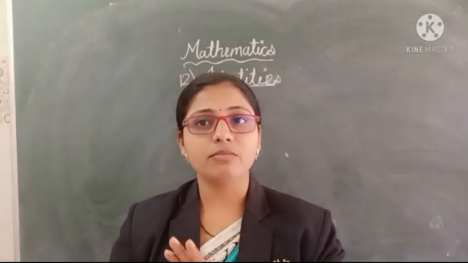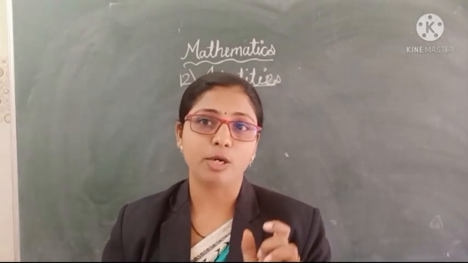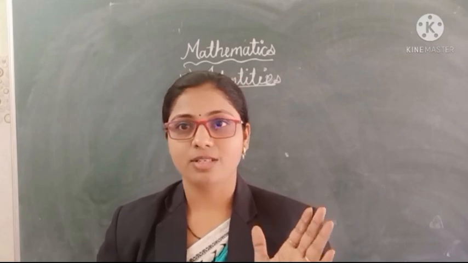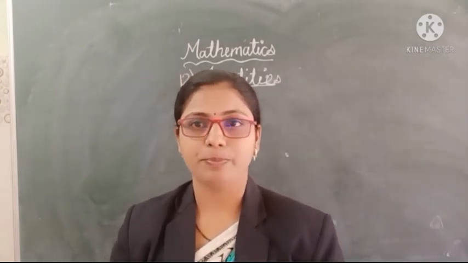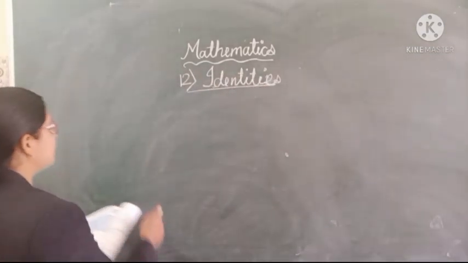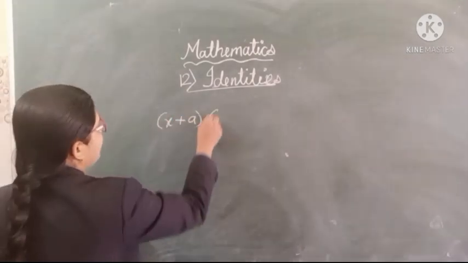Instead of that, we have a direct, or we can say a shortcut method to find the product, that is known as a special product. So let us have a look at some of the identities here. In this we have, suppose, the example x plus a and x plus b.